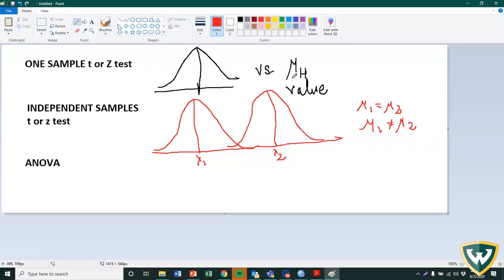Actually, let's go ahead and write the null and alternative hypothesis for the one sample test too. So it was that your mu equals mu hypothesized, the value you're comparing your mean to, right? And then your alternative was that it does not equal your hypothesized mean. This is your null, this is your alternative, this is your null, this is your alternative.